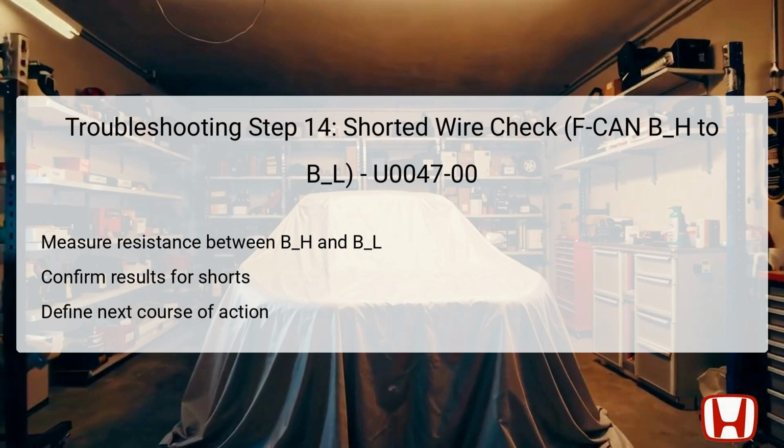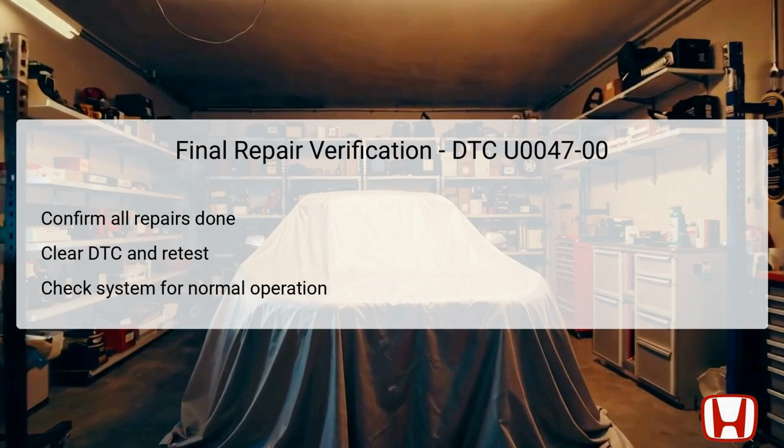The expected outcome is a resistance reading of 1 mega ohm or more, signaling that there are no shorts between the lines. Should a low reading occur, the immediate next step will involve repairing any shorts identified between the FCAN-BH and FCAN-BL wires. Be sure to also refer to any authorized service information to effectively address any complexities encountered. Once the necessary repairs have been completed, it's vital to conduct a final repair verification to ensure that DTC U0047-00 has been properly addressed.